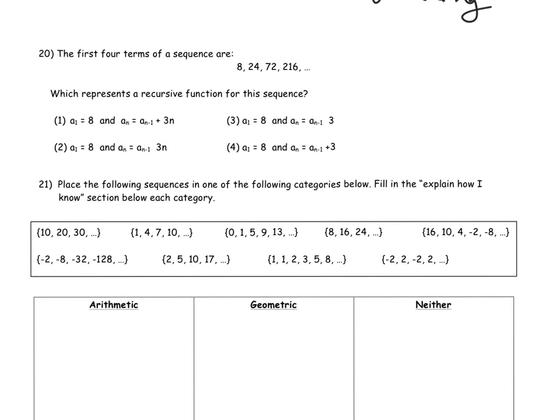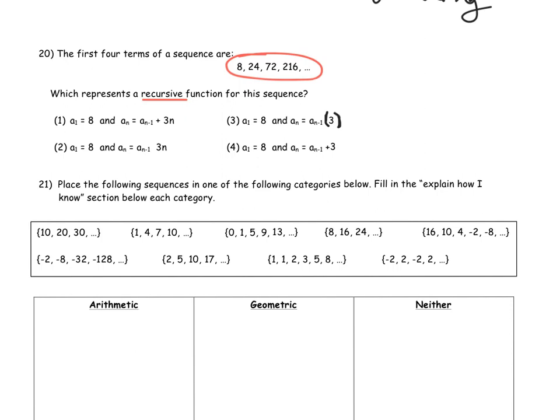Okay, so we have the first 4 terms of a sequence are as follows. So these were what's given. Which represents the recursive function for this sequence? Okay, and just so you guys know, answer choice 3 is missing parentheses around the 3.